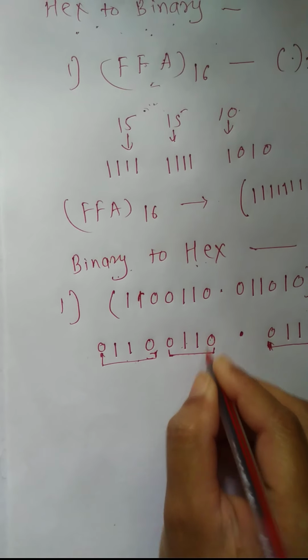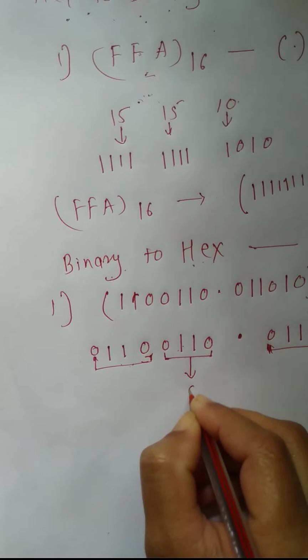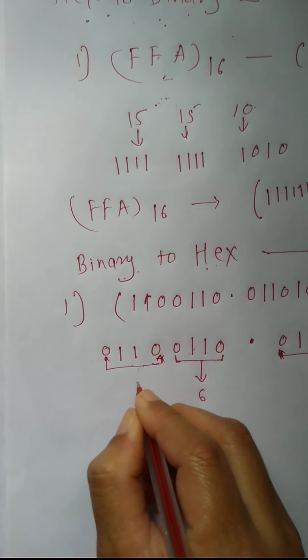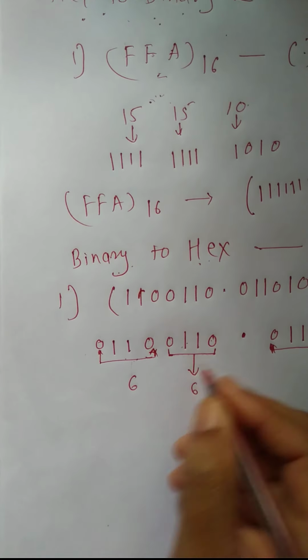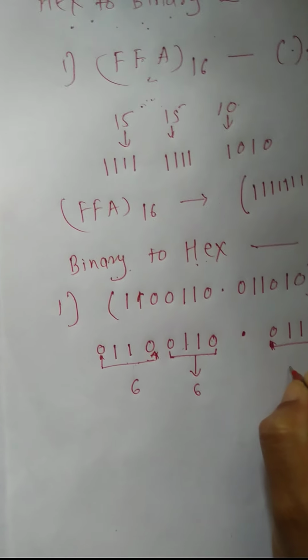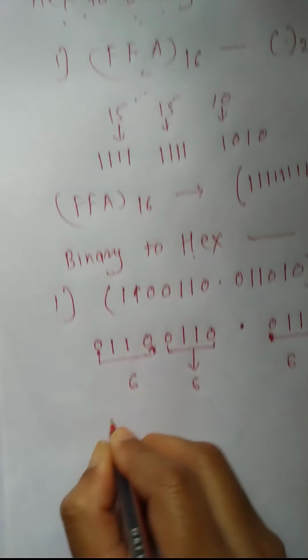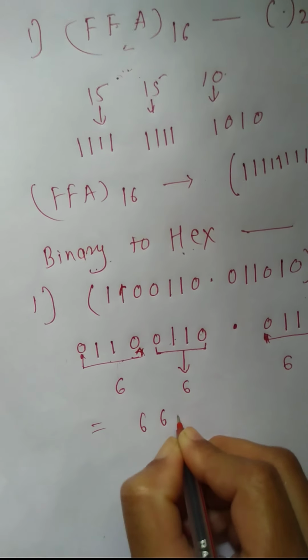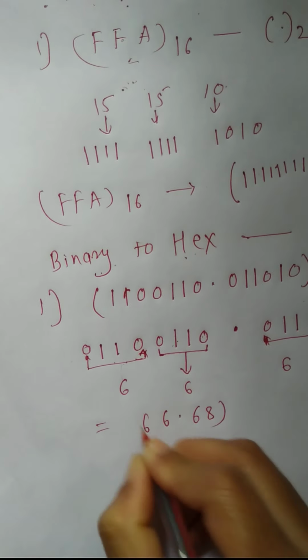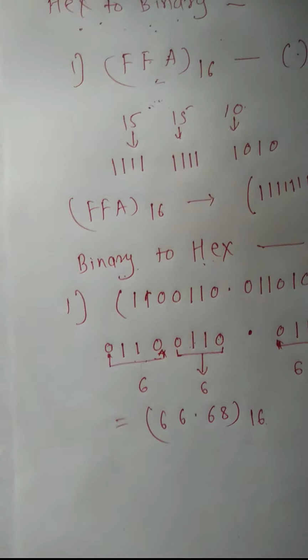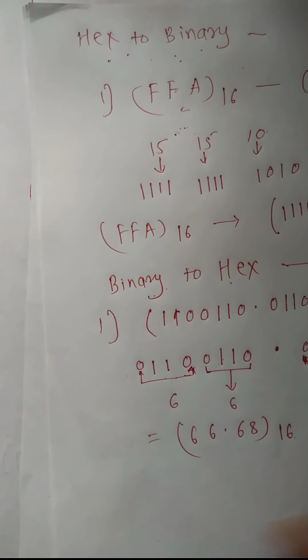This 0 1 1 0 is represented in hex as 6. This is represented as the number 6. 0 1 1 0 is represented as 6. 1 0 0 0 is represented as 8. So the total answer is 66.68 in base 16. This conversion is a binary to hex conversion.